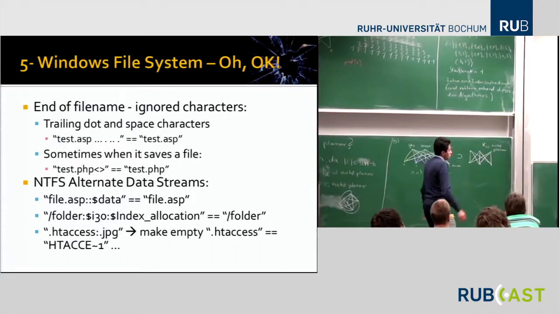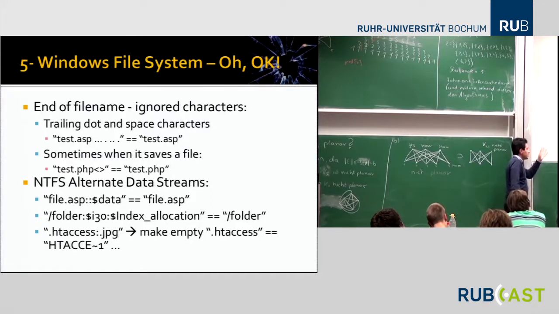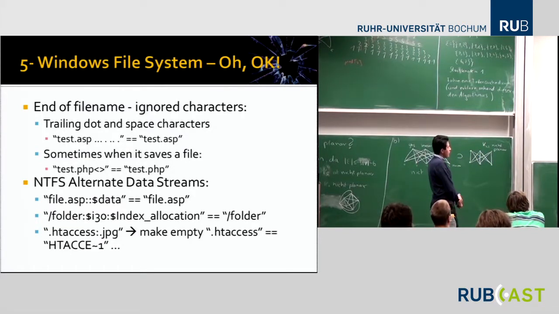We know that from many years ago, but it still works and it's good. For example, when you want to upload file.asp, ASP is blacklisted, use .asp::$data. It will create that file, file.asp, on the server for you. Or, for example, as I said before, a folder is equal to a folder if you use alternate data streams in front of it.